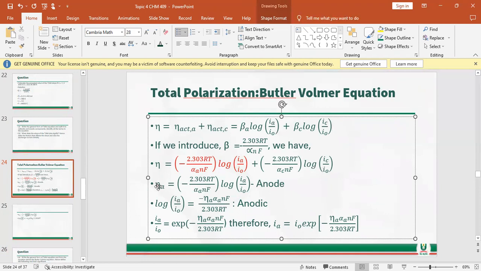If you follow on expressing that, you have for the anodic equal to this. So you can split this into two. One will represent the anodic, the other one will represent the cathodic. And that gives you the log of IA over IO is equal to this. IA over IO is equal to exponential because of the logarithm function. Therefore, IA is equal to IO exponential of that.